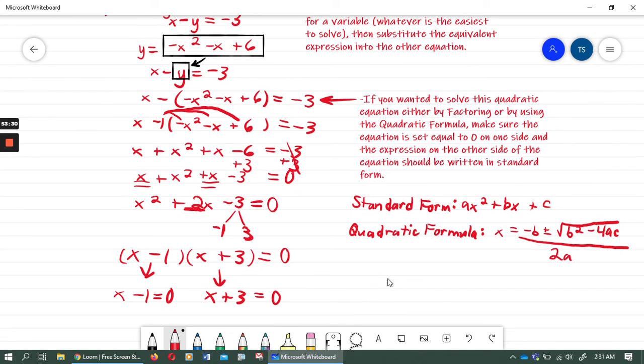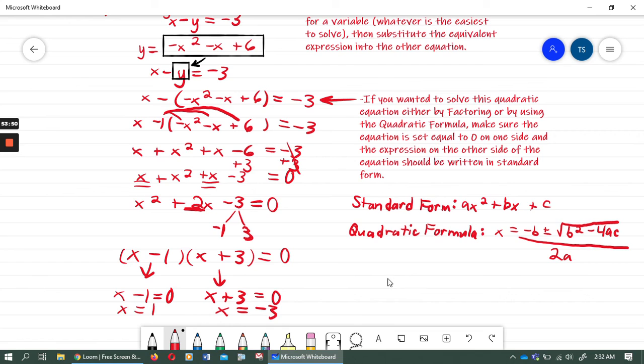We should not have any troubles with solving that, because we know that we should add 1 to both sides for that first equation, and that's going to leave us with x equals 1. If we subtract 3 on both sides of the other equation, that's going to leave us with x equals -3.